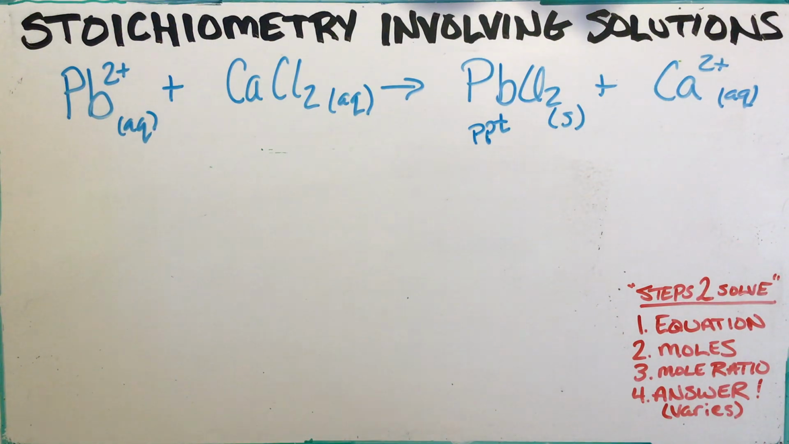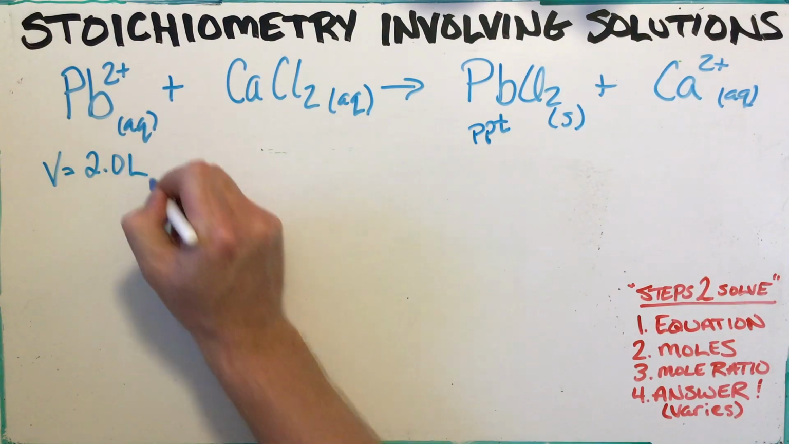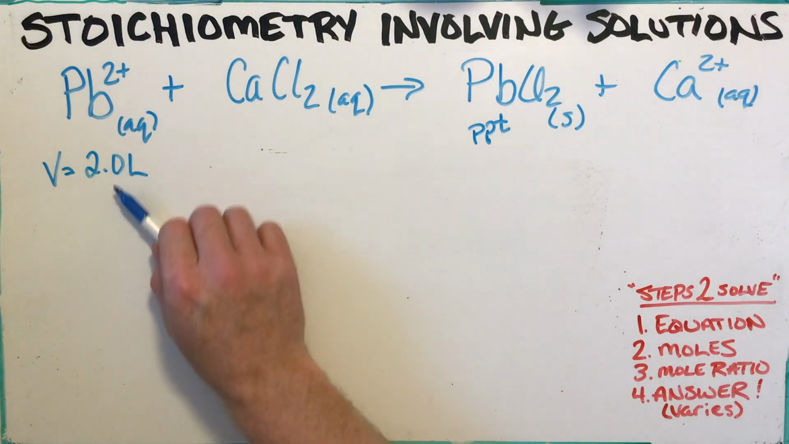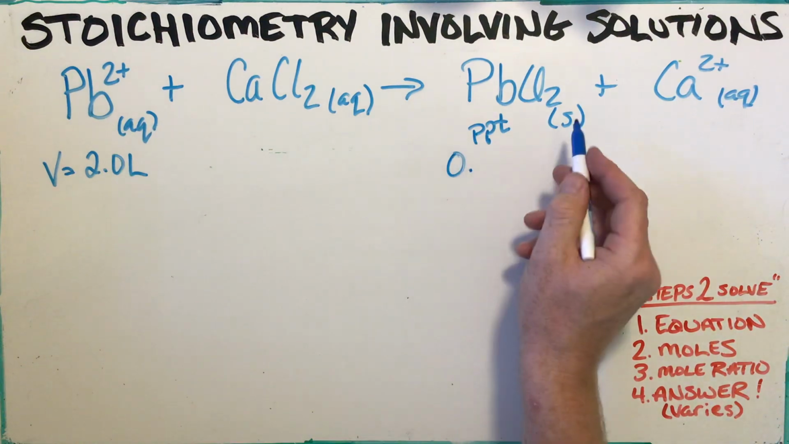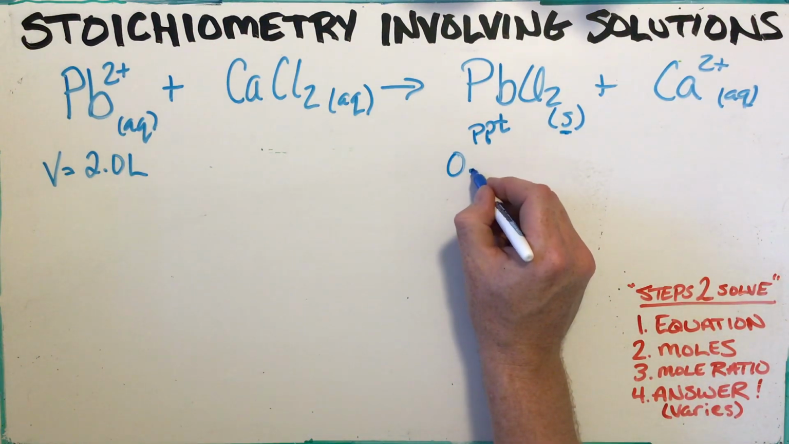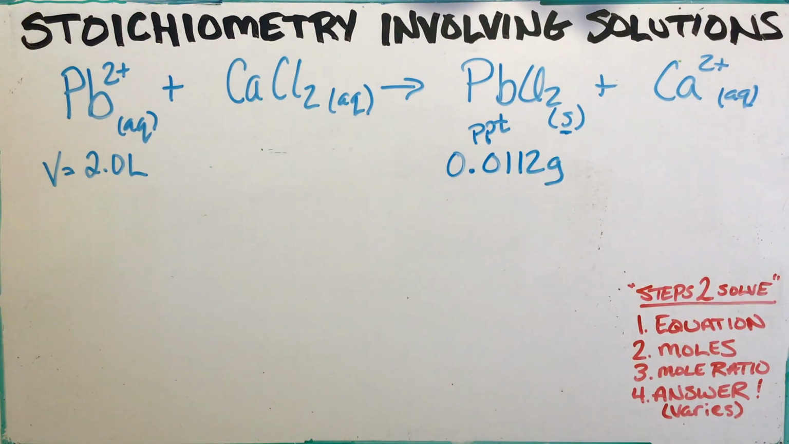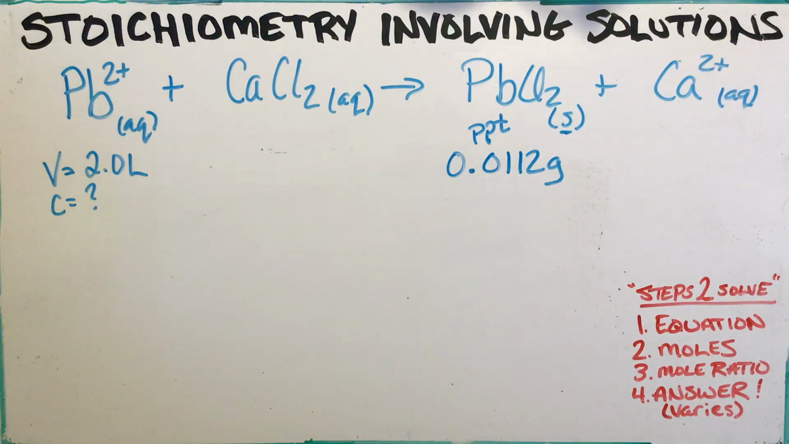So, it said we had a 2-liter jug, a waste bottle that had the lead in it. So I can put the volume of the lead solution there. It's 2 liters. And it said the precipitate, which is this, it's the only solid in here, was 0.0112 grams. All right? And what we are looking for is the concentration of the lead ion solution.